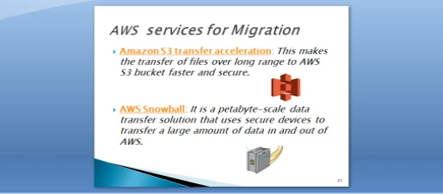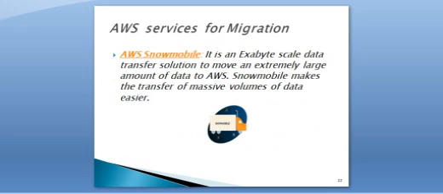Amazon S3 Transfer Acceleration. This makes the transfer of files over long range to an AWS S3 bucket faster and secure. AWS Snowball. It is a petabyte-scale data transfer solution that uses secure devices to transfer large amounts of data in and out of AWS. AWS Snowmobile. It is an exabyte-scale data transfer solution to move an extremely large amount of data to AWS. Snowmobile makes the transfer of massive volumes of data easier.